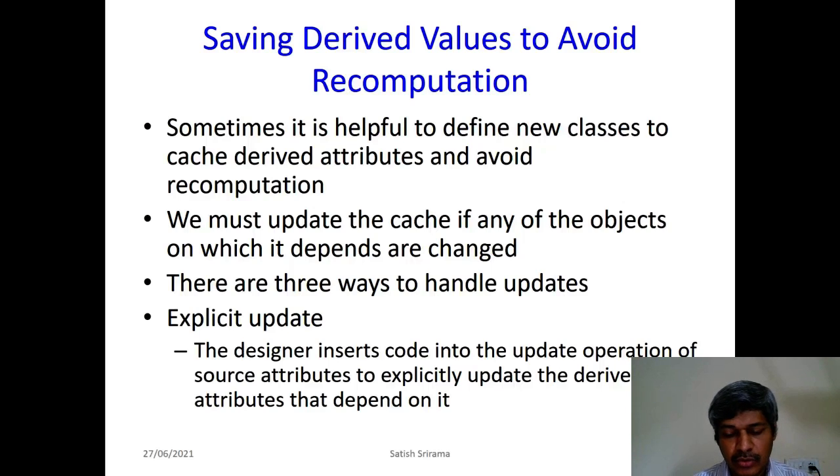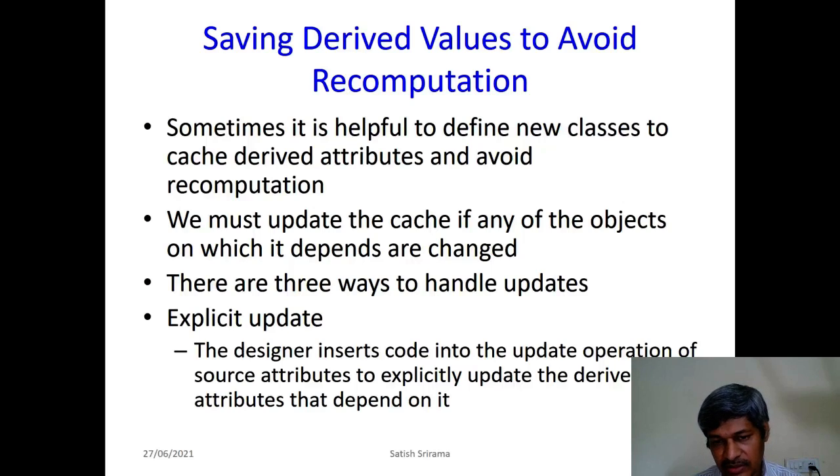But the catch here is that we have to update this cache regularly if any of the objects on which it depends are changed. Say there are certain attributes in certain classes, and you have derived attributes which you have calculated and are storing in some place like a cache, in a different class or in the same class. It doesn't matter. But the point is that every time these attributes change, the derived attribute should also change. So that's a little bit tricky problem.